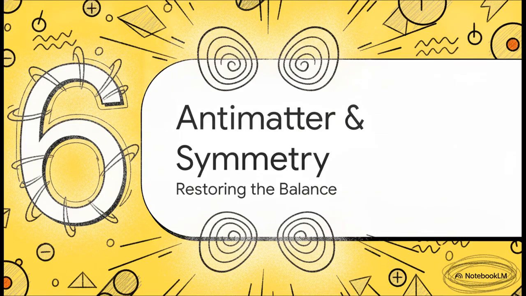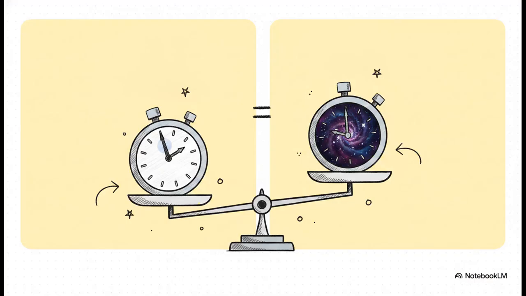Bringing us to our final part, Section 6, Antimatter and Broken Perfection. So if the unbreakable rule of left-right symmetry is fundamentally broken at the subatomic level, how does the universe fix it? Because nature doesn't usually like to leave loose ends. Well, the universe restores balance by combining rules. Physicists realize that if you swap right for left, you must also swap matter for antimatter.